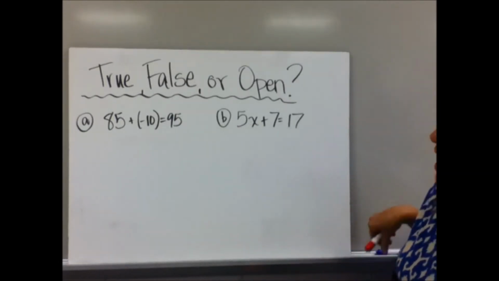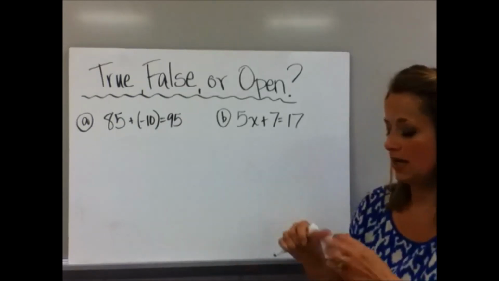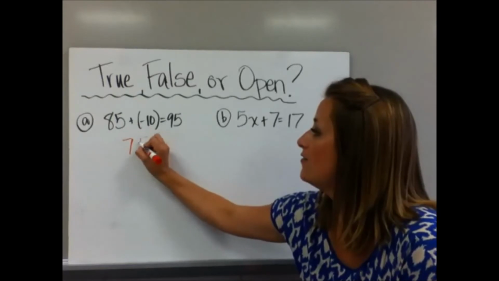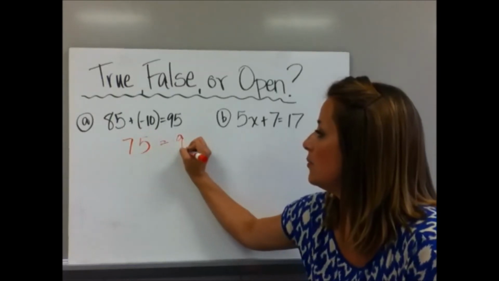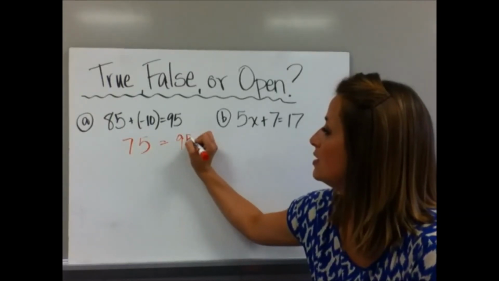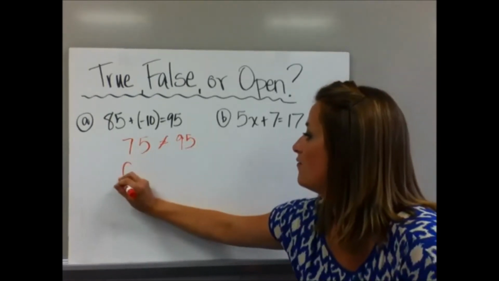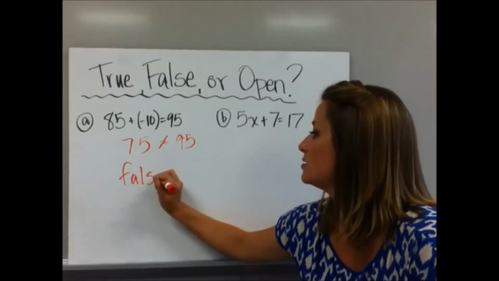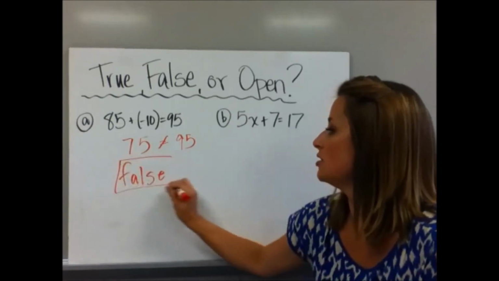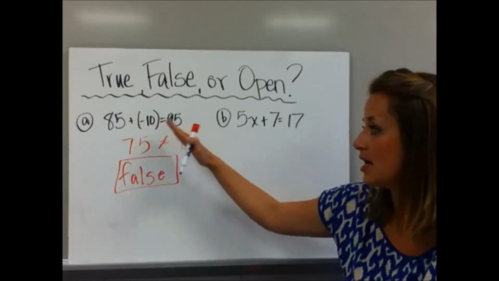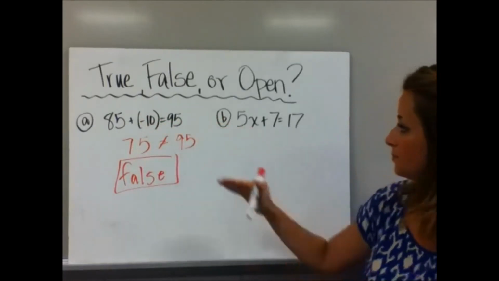For example A, 85 plus negative 10. Well, 85 plus negative 10 is 75. And when I look at that, 75 does not equal 95. Therefore, this is a false equation. It's false because the left side, 85 plus negative 10, does not equal 95.